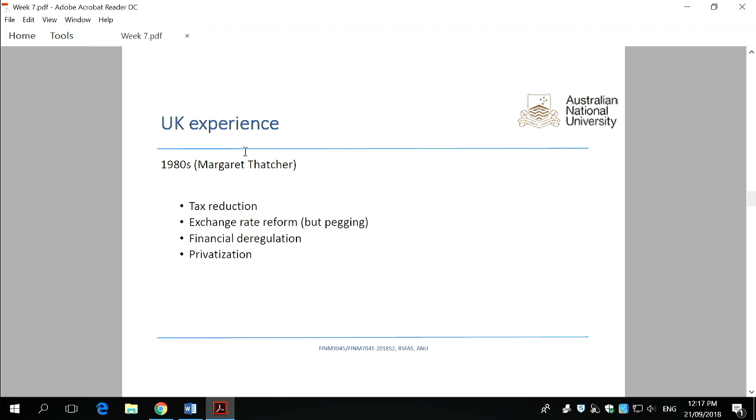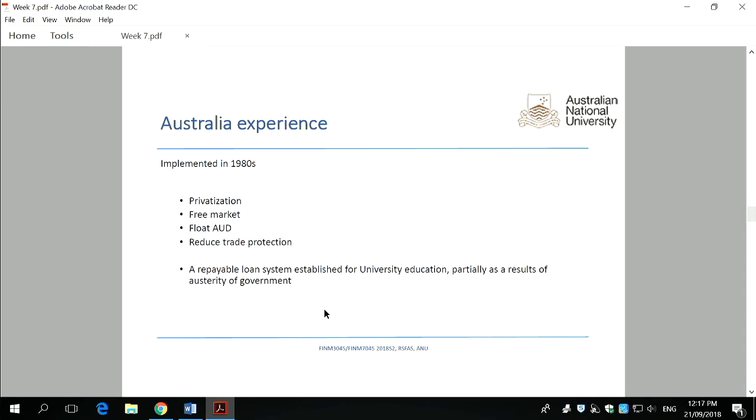So the UK is probably, other than the US, the one in the Western world that did neoliberalism and was actually quite successful. And then Australia's experience was also implemented in the 80s, mainly focused on privatization, free market, free capital currency, free market, or reduction in trade protection, right?